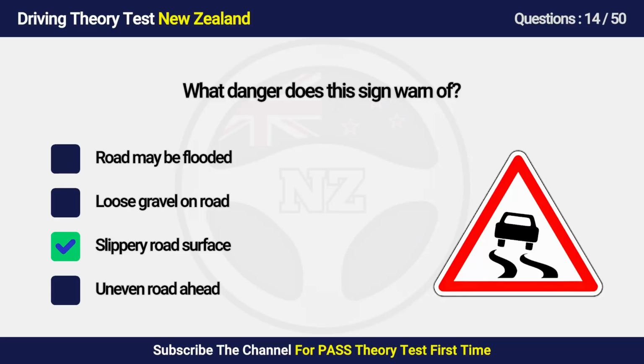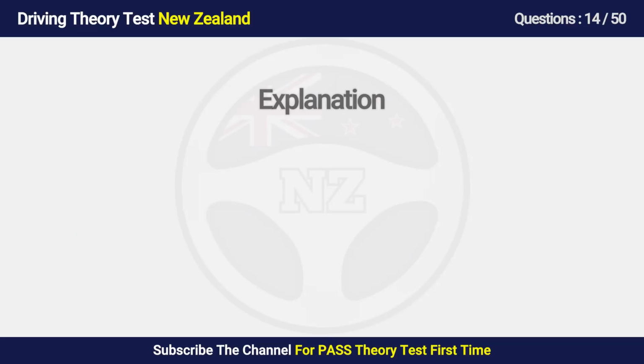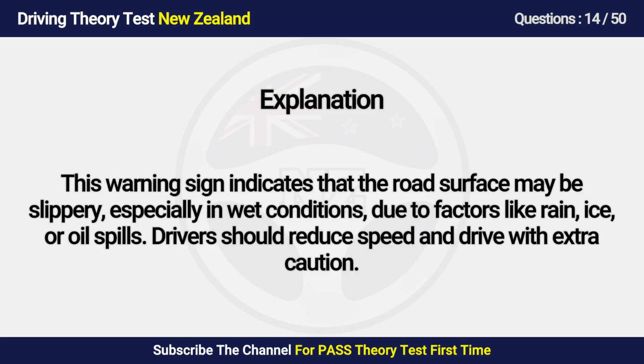Answer is C, slippery road surface. This warning sign indicates that the road surface may be slippery, especially in wet conditions, due to factors like rain, ice, or oil spills. Drivers should reduce speed and drive with extra caution.